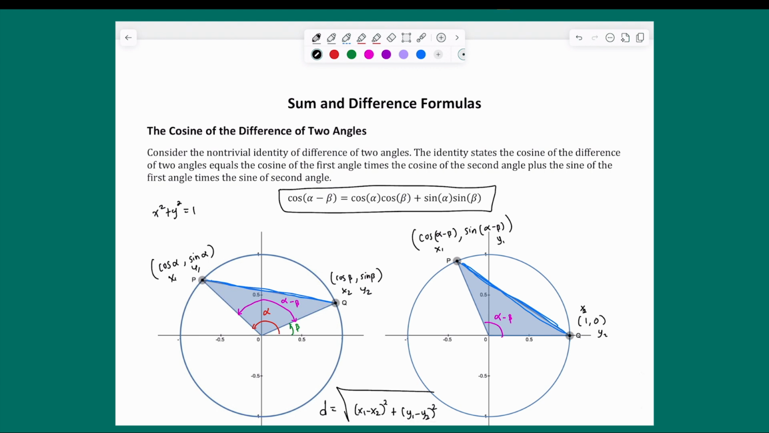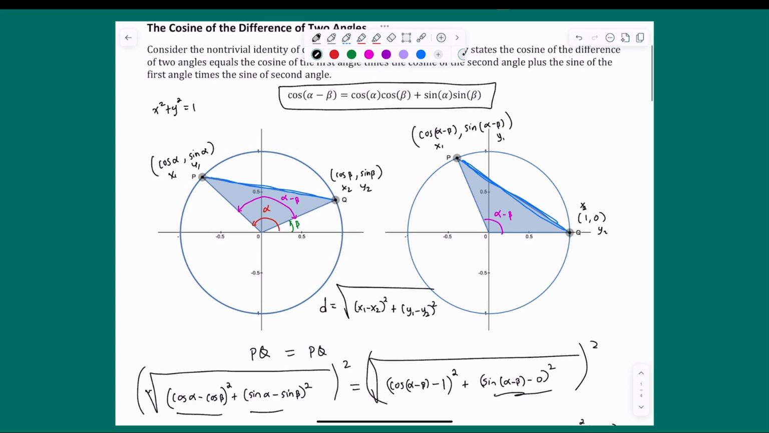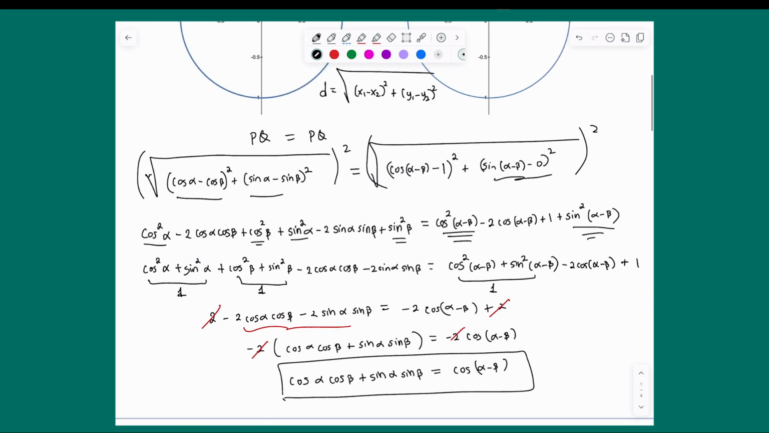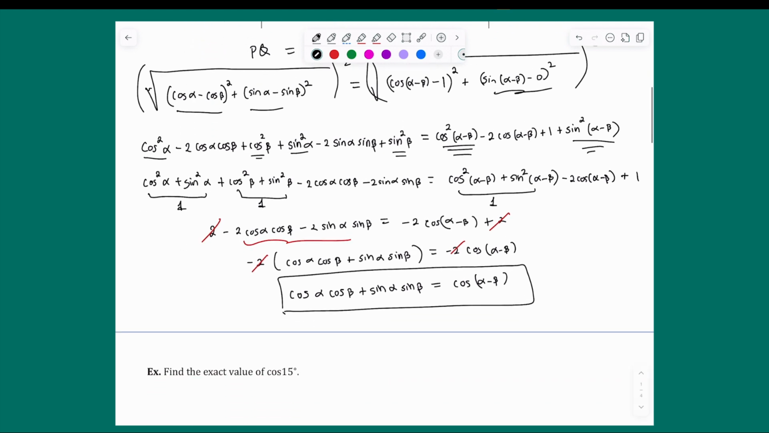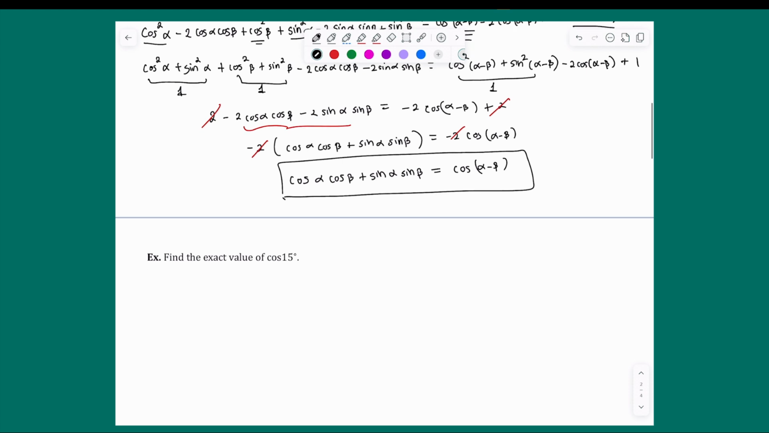Okay, so that's definitely not a trivial one that arises from the fundamental identities, but here we were able to generate it using this particular argument here. And likewise, from this we could generate some other formulas as well. Let's see how to use this formula though. We're asked to find the exact value of cosine of 15 degrees.